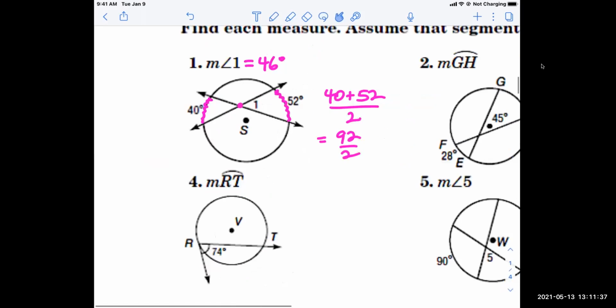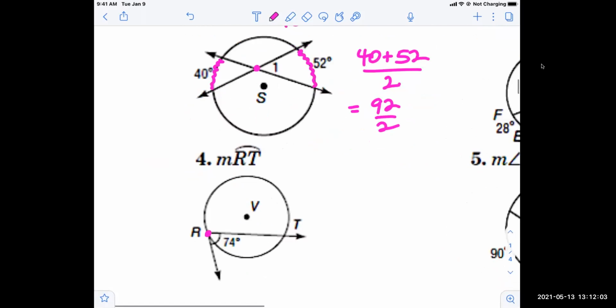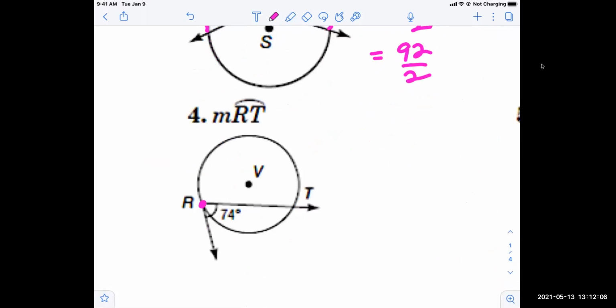Okay, for number 4, I'm going to go down. Where is the vertex of the angle? Allison, where's the vertex of the angle? Is that inside the circle, at the center of the circle, or on the circle? Where is that point? It's on the circle. That means that this one is not technically inscribed, but it acts like an inscribed angle, right?